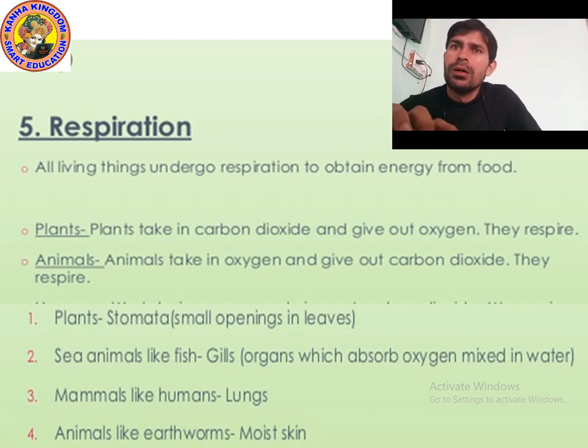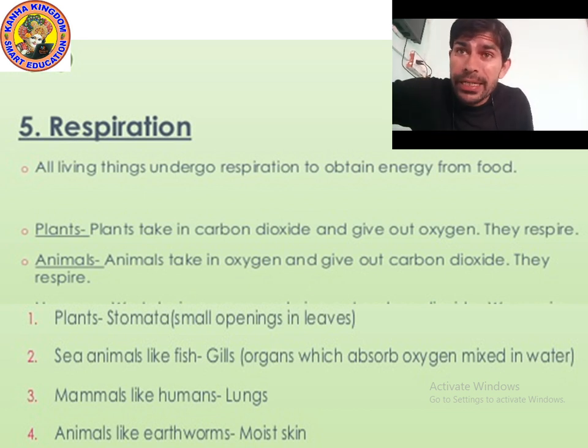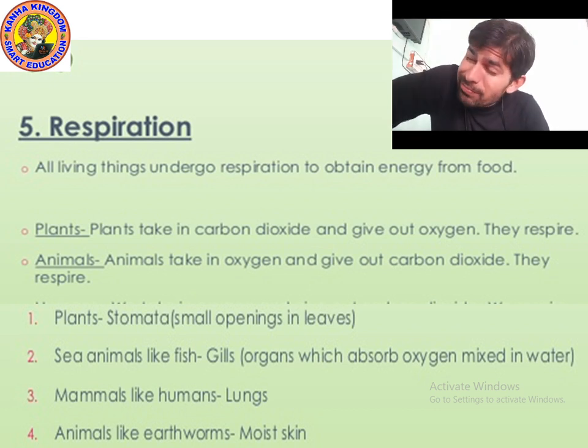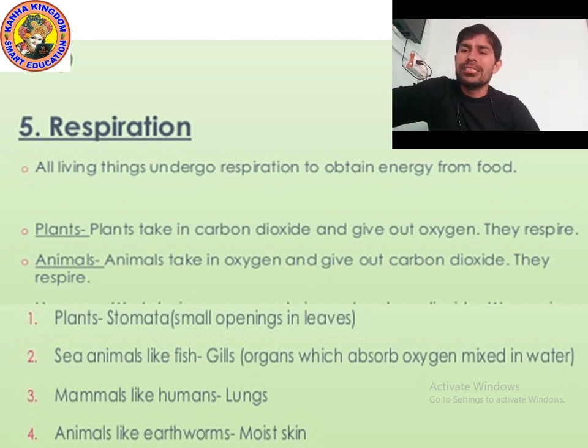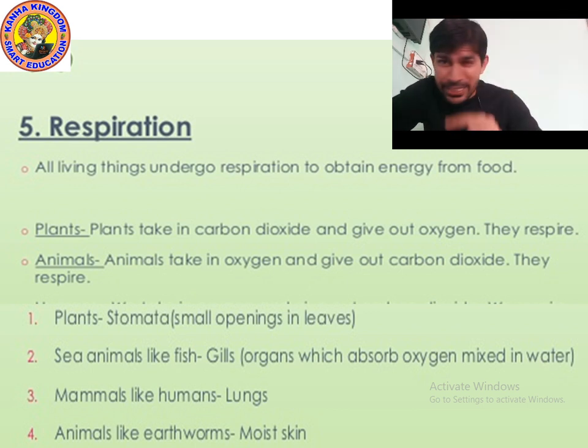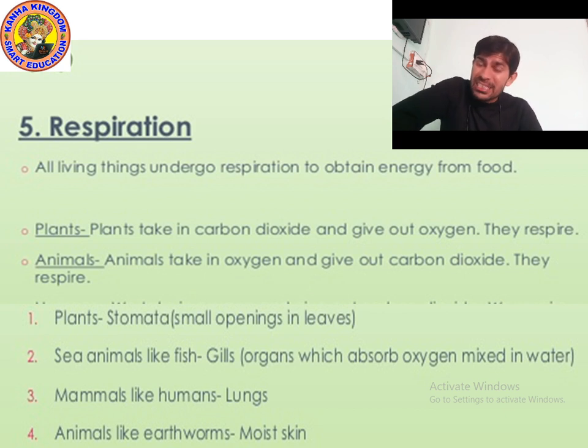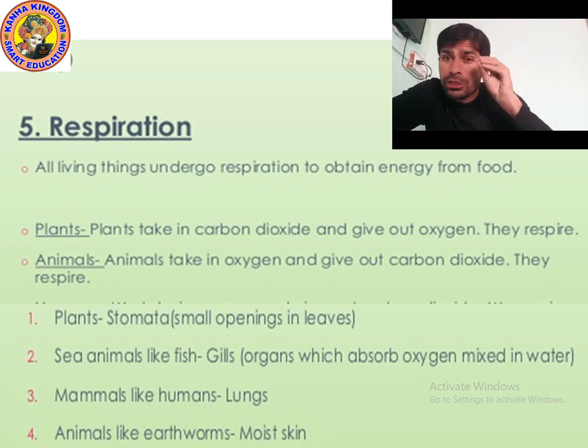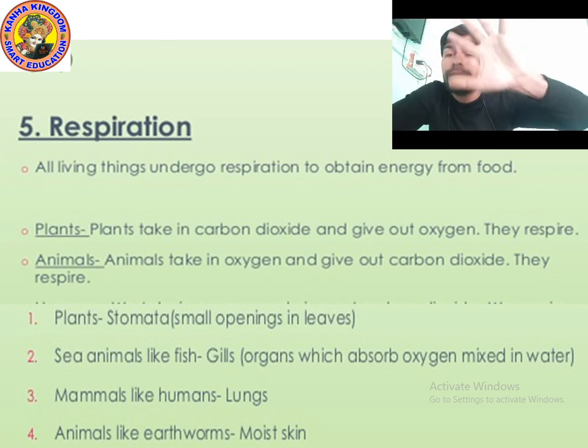So point number 1 is: in plants, stomata. What is stomata? You can just imagine that stomata is the nose of the plant. Actually, stomata are small pores, small openings in leaves, which help in exchanging gas. Stomata help the plant to take in carbon dioxide and give out oxygen.